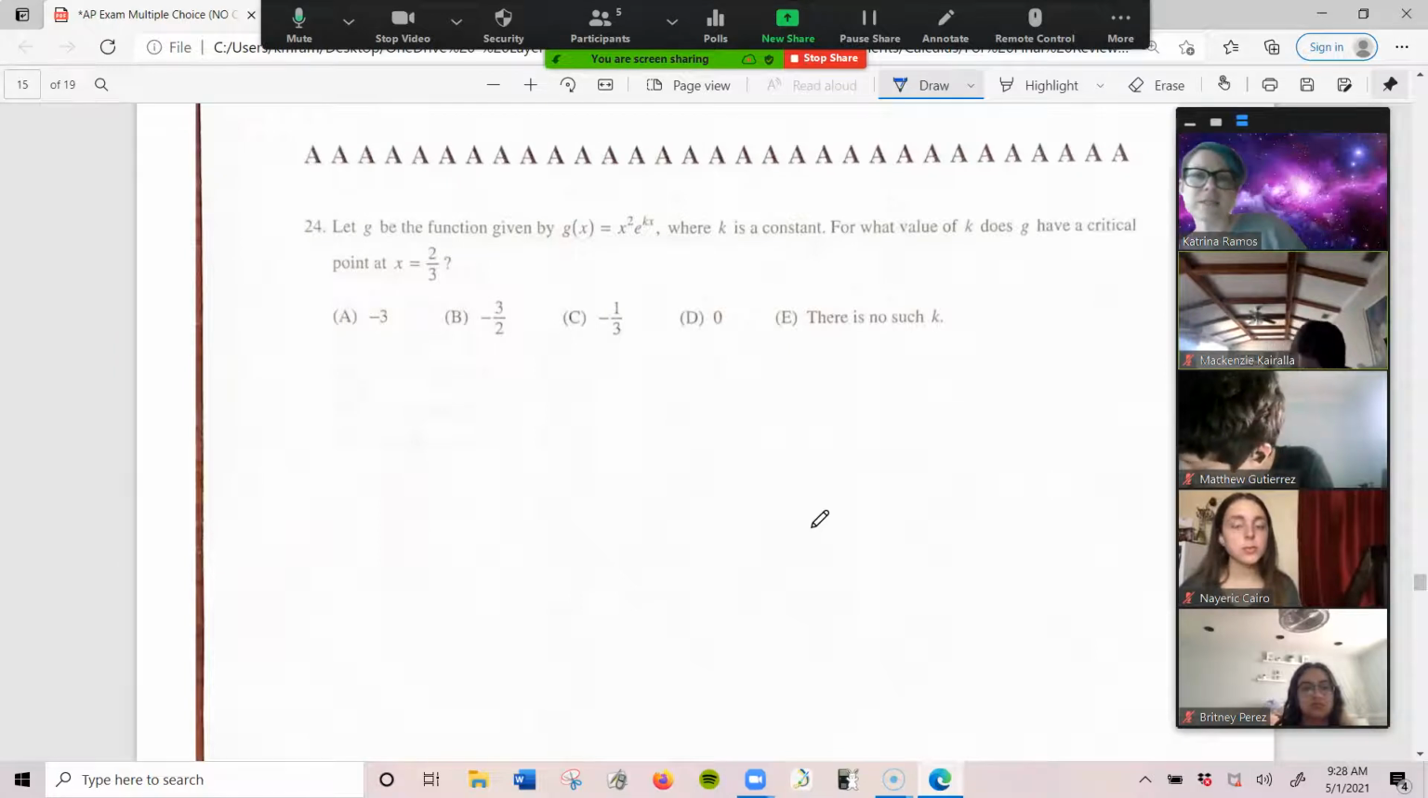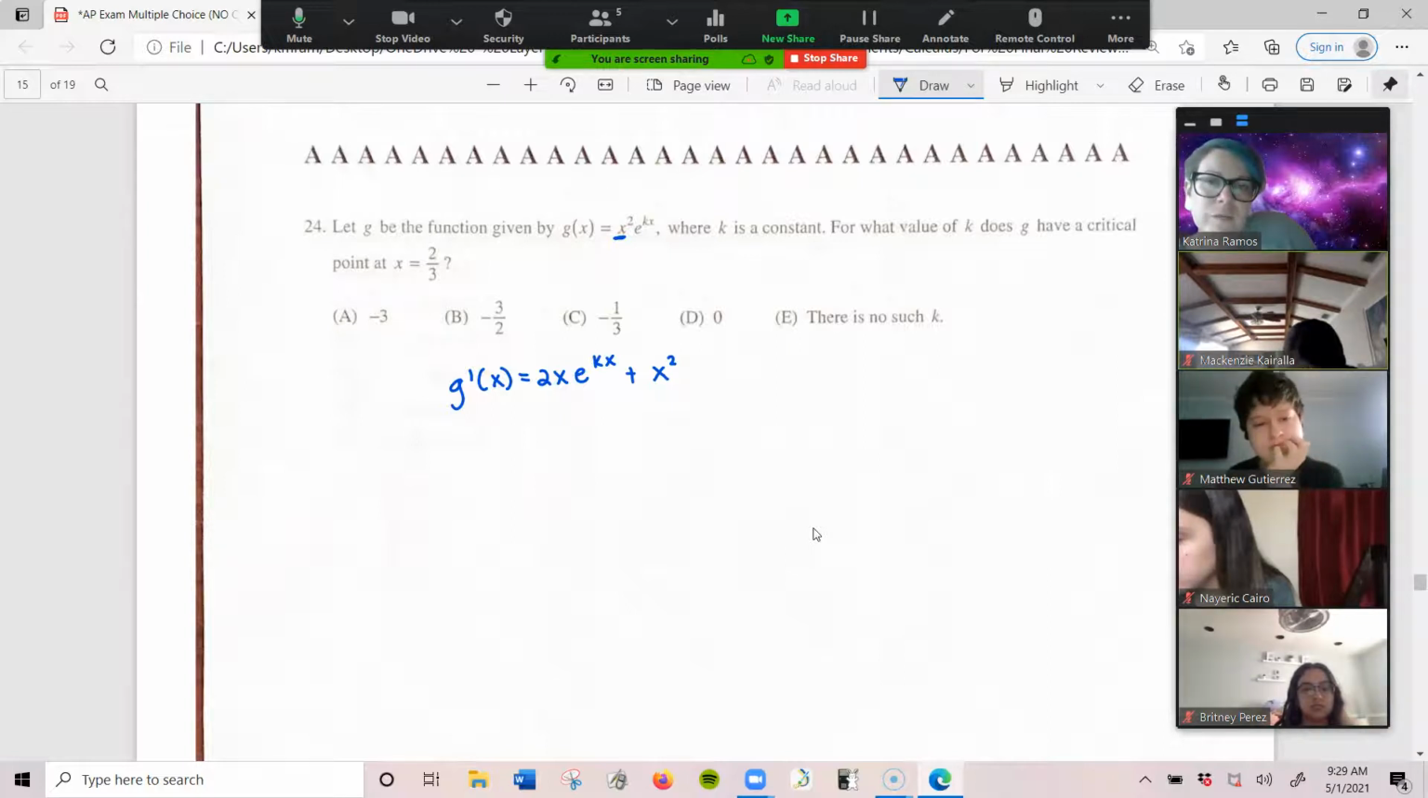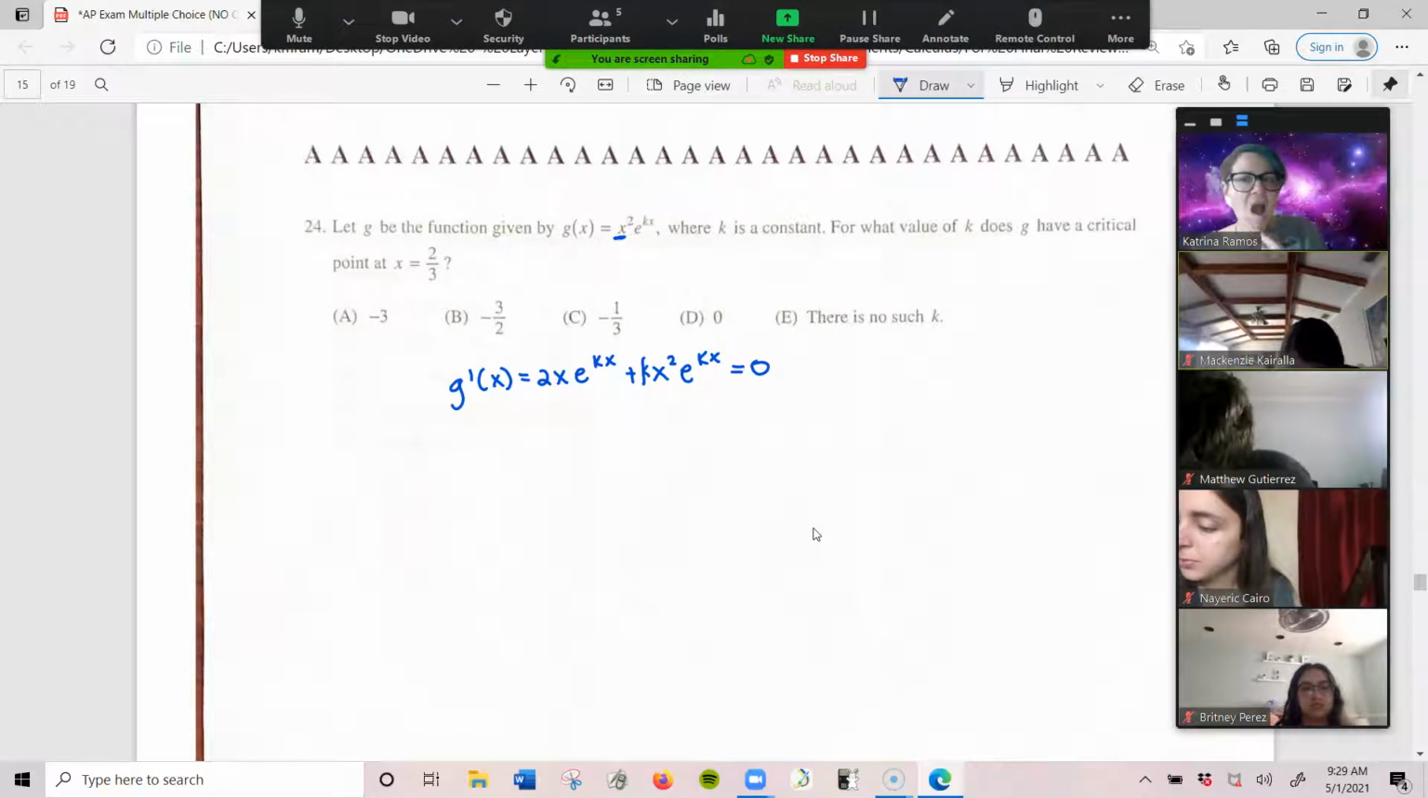All right, so let's take the derivative. Here we have to use the product rule. The derivative of the first is 2x, leave e to the kx by itself, plus now we leave x squared alone, and take the derivative of e raised to the kx, which is we copy it, e to the kx, times the derivative of the exponent, which is k. So I'm just going to put k here. Is that okay? And we make it equal to 0.